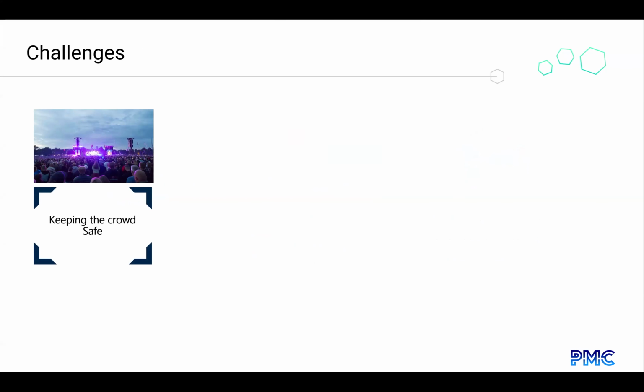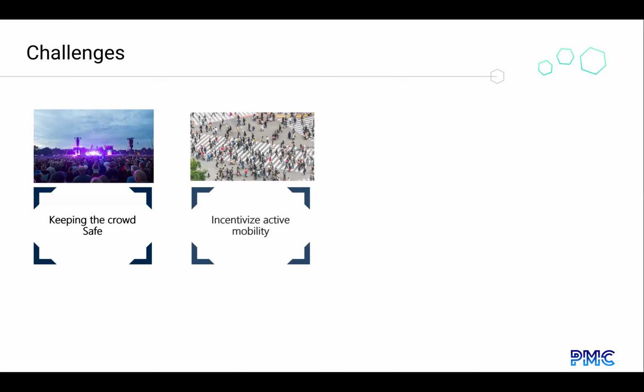First challenge is ensuring crowd safety while allowing them to enjoy themselves. So for example, maximizing viewer satisfaction at a concert while getting them in and out safely, preventing crushes, stampedes, things like that. Another challenge is incentivizing active mobility. This requires effective policy planning. So if pedestrians feel comfortable and safe, or if cyclists can easily park their bikes near their destination, the likelihood of using these modes of transport increases.